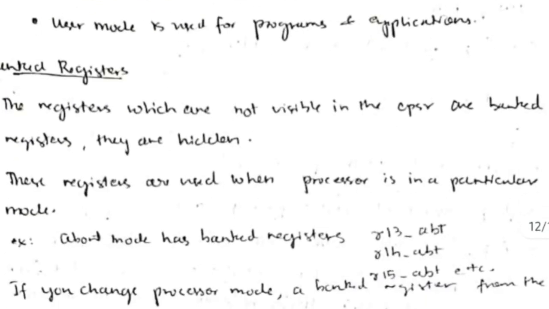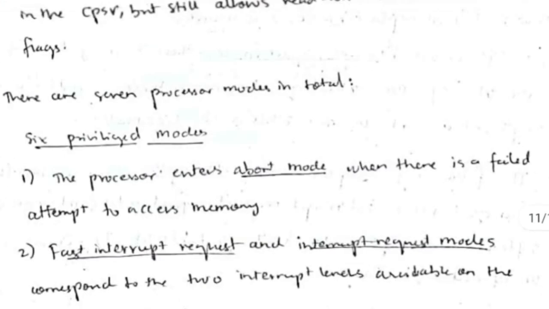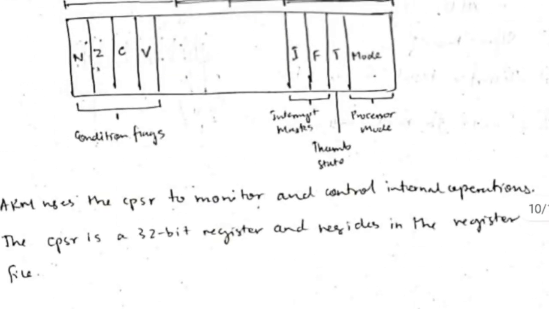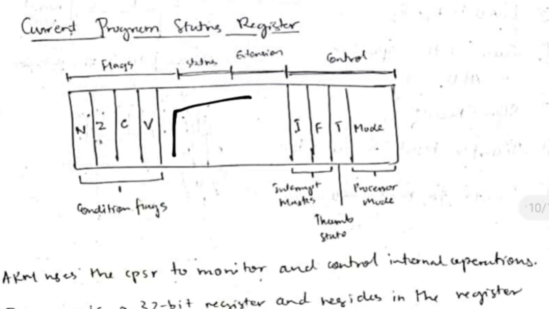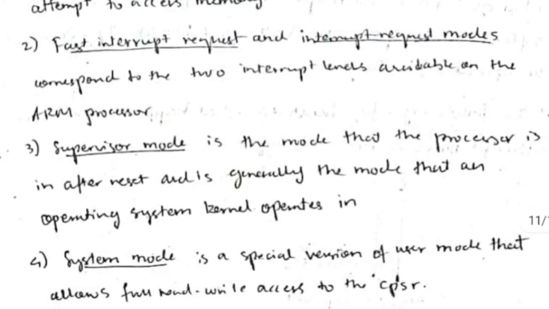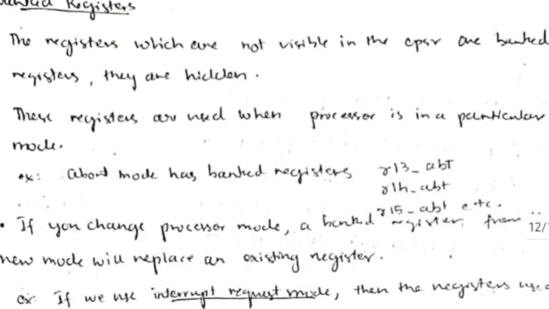Next we have banked registers. Banked registers is the register which is not used by the memory. See here, this is nothing but the banked register. This is used for the future purpose, okay, and it's hidden from the user. You can't see which registers are present inside that mode, okay.